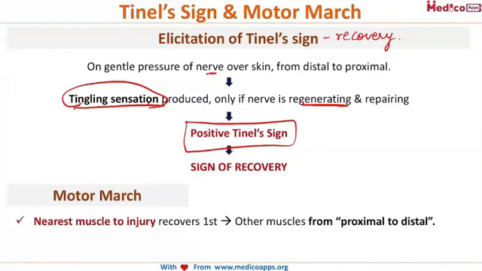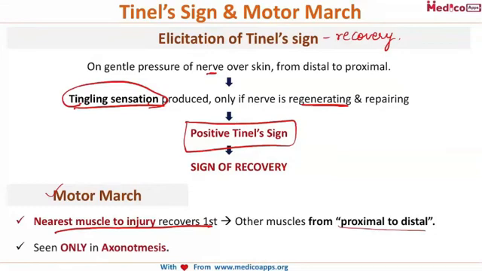It is nothing but the nearest muscle to the injury recovers first, followed by the other muscles. That is, the order of recovery goes from proximal to distal. All the muscles will not recover at once. One after the other, they keep on recovering. This phenomenon is termed as motor march, and this is characteristically seen only in axonotmesis, right? And not in neurotmesis. Only axonotmesis shows motor march.